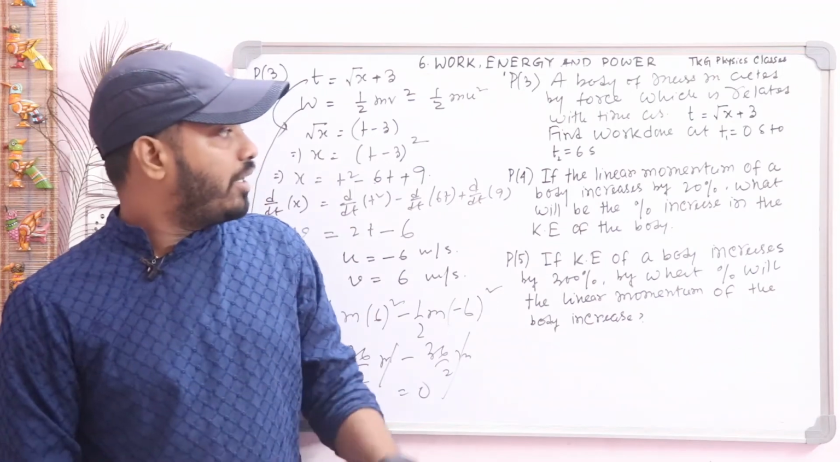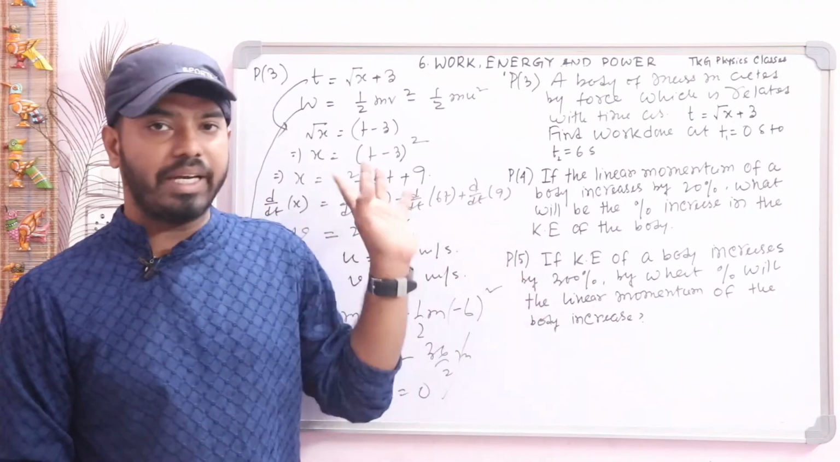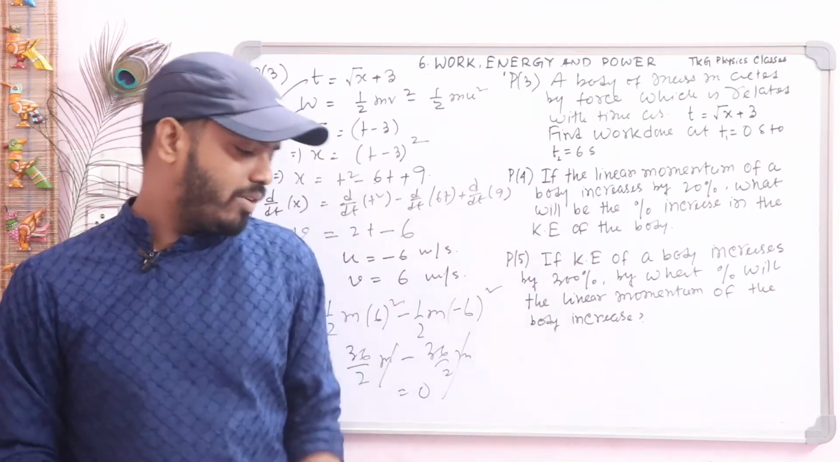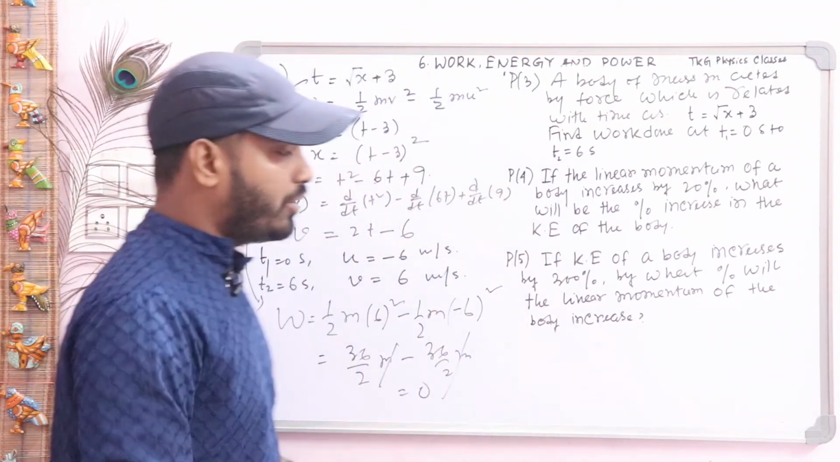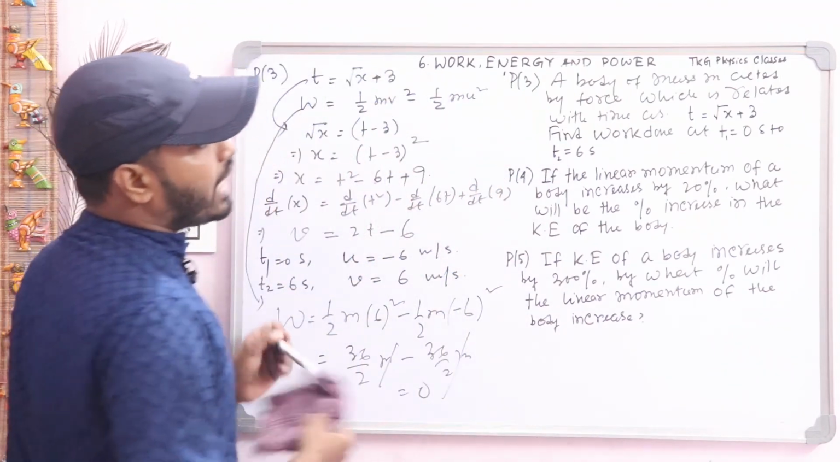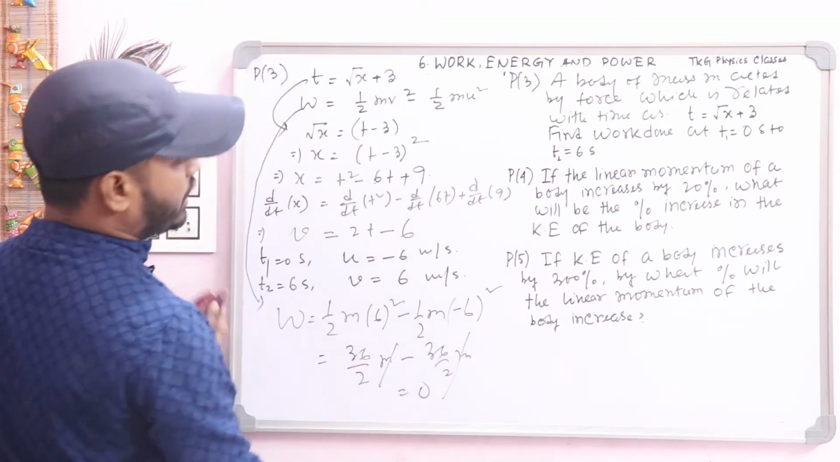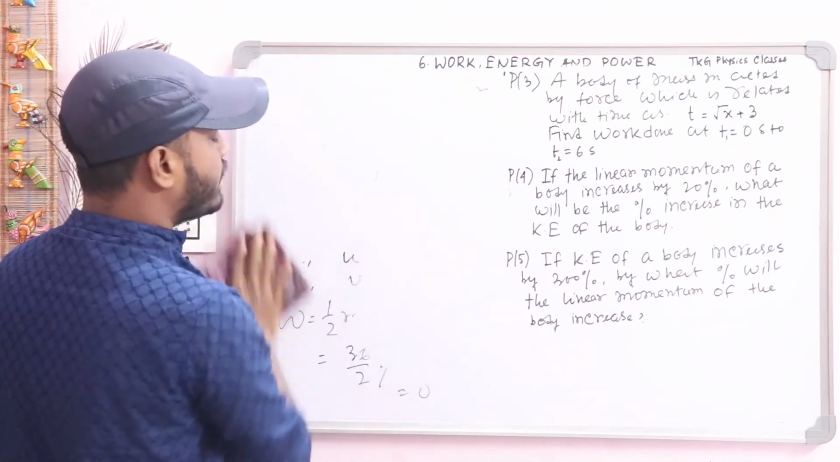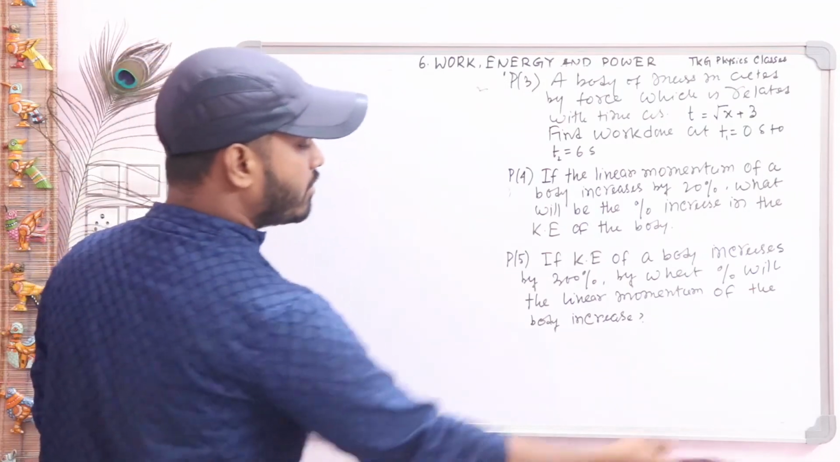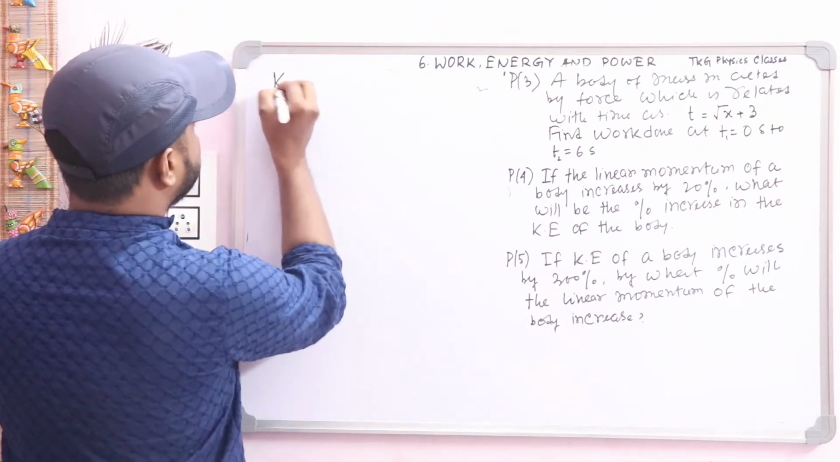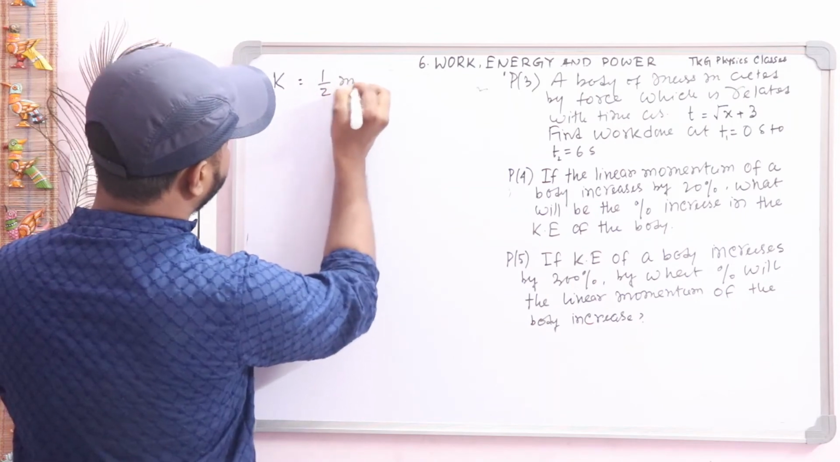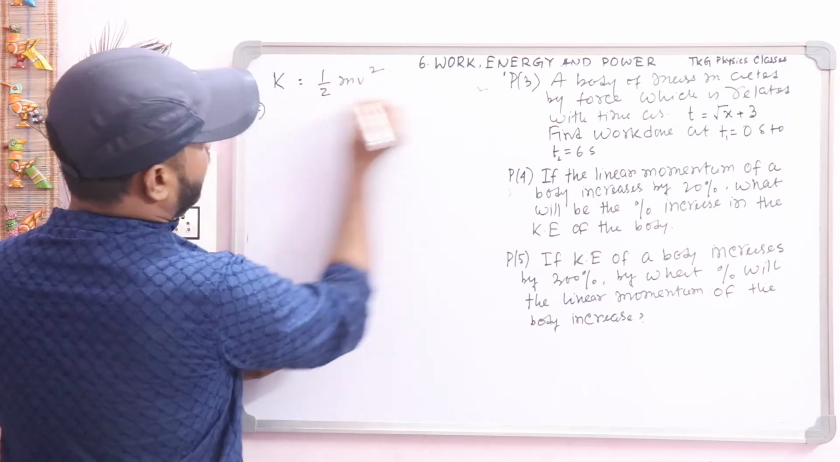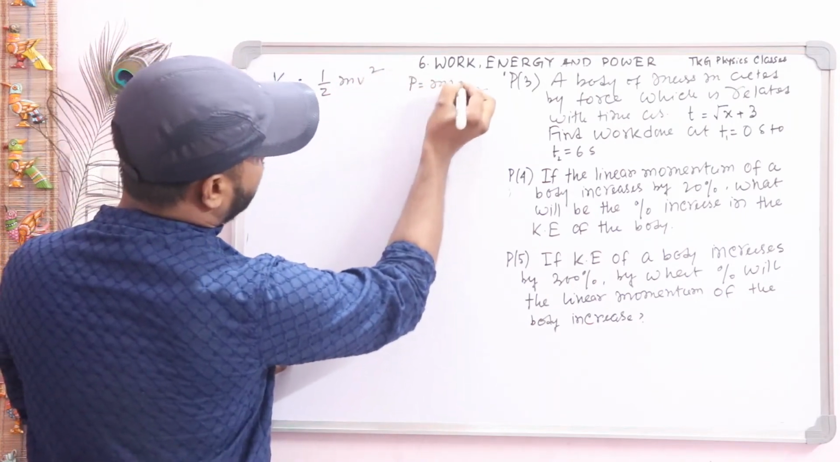Okay. Now problem 4 and problem 5. For problem 4, at first you have to know one theory, that is the relation between kinetic energy and linear momentum. Okay. So what is the relation? All of you know the expression of kinetic energy and the expression of linear momentum. Expression of kinetic energy, k equal to half mv square. Now the expression of linear momentum, p equal to mv.